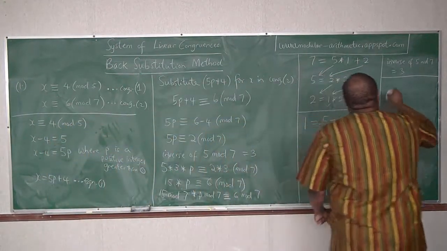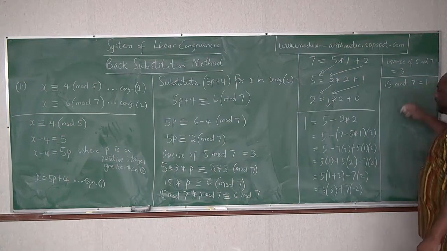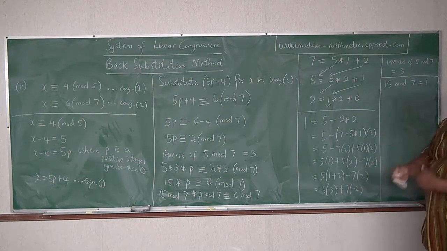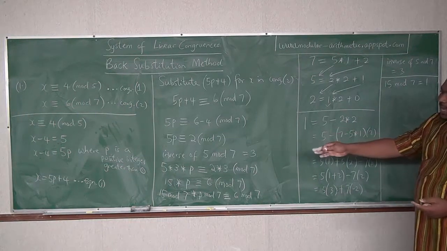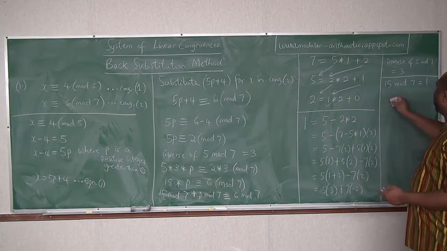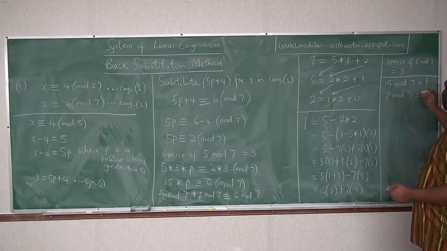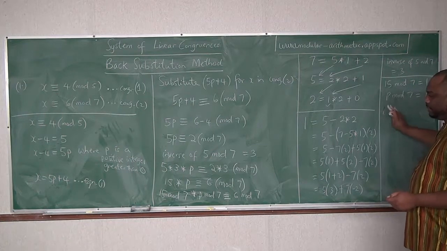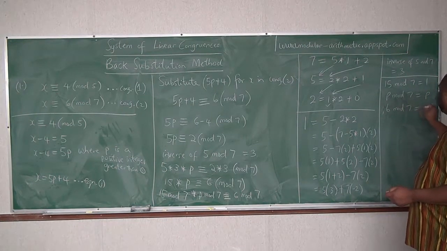So 15 mod 7 is 1. So p mod 7 is p because we don't know what p is, so we want to find it. So we now have 1 times p mod 7. We don't know what it is, so we just say it's p. So we have 1 times 6 mod 7, and 6 mod 7 is 6.